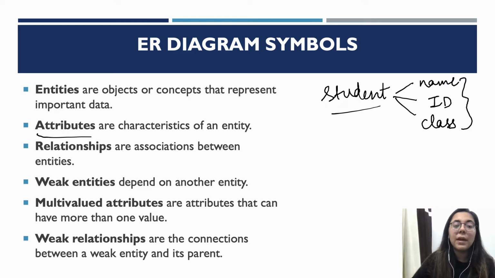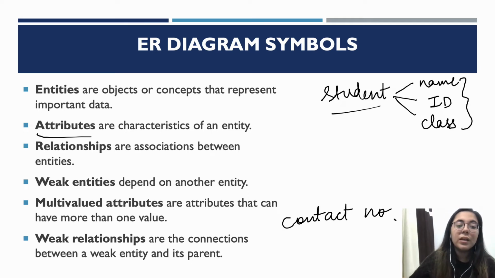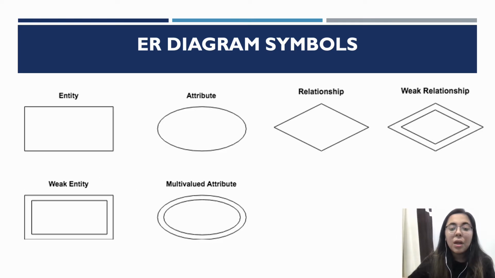Weak entities depend on another parent entity because they do not have a primary key. Multivalued attributes are the attributes that can have more than one value, such as contact number, because a person can have more than one contact number. Weak relationships are the connections between a weak entity and its parent. All these ER diagram symbols can be represented as follows.